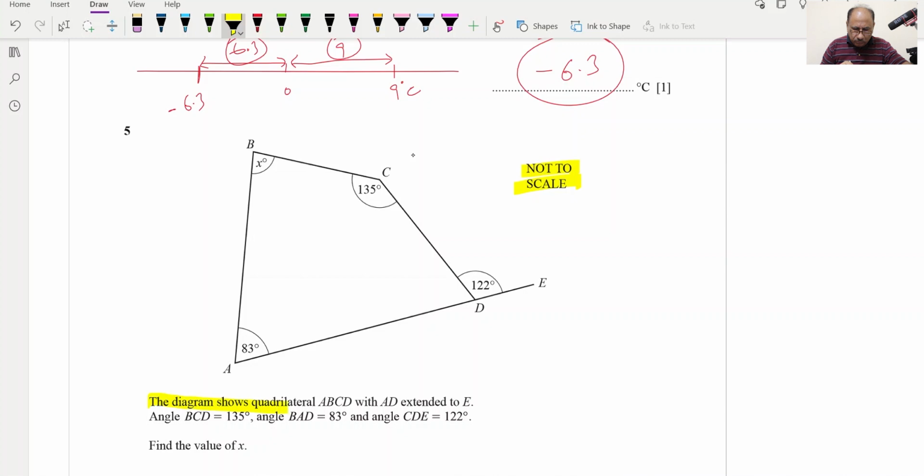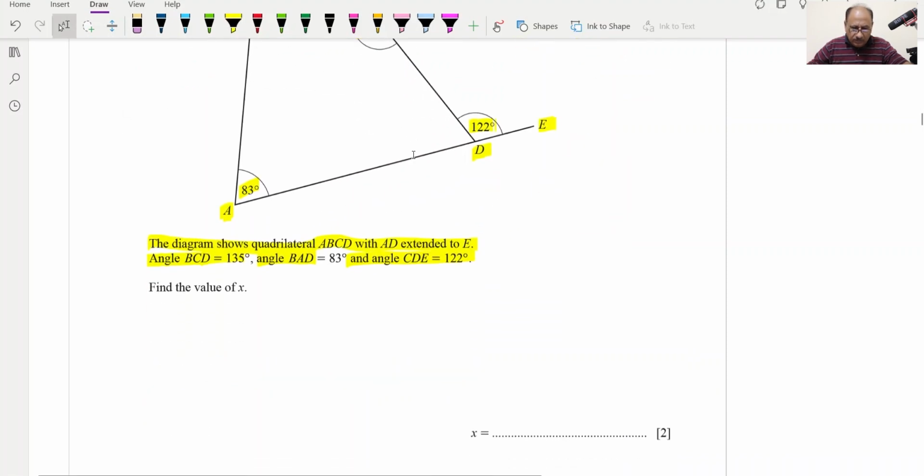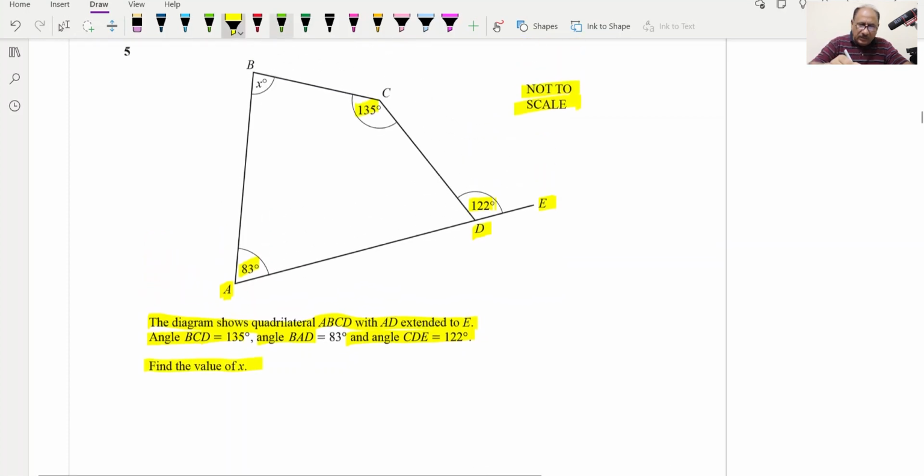Now question number 5, the diagram is not to scale. The diagram shows quadrilateral ABCD with AD extended to E. So this is AD, which is extended to E. Angle BCD is 135, angle BAD is 83, and angle CDE is 122. This exterior angle is also provided. And what we have to do is find the value of x, and x is over here. This one is x, so we need this value.